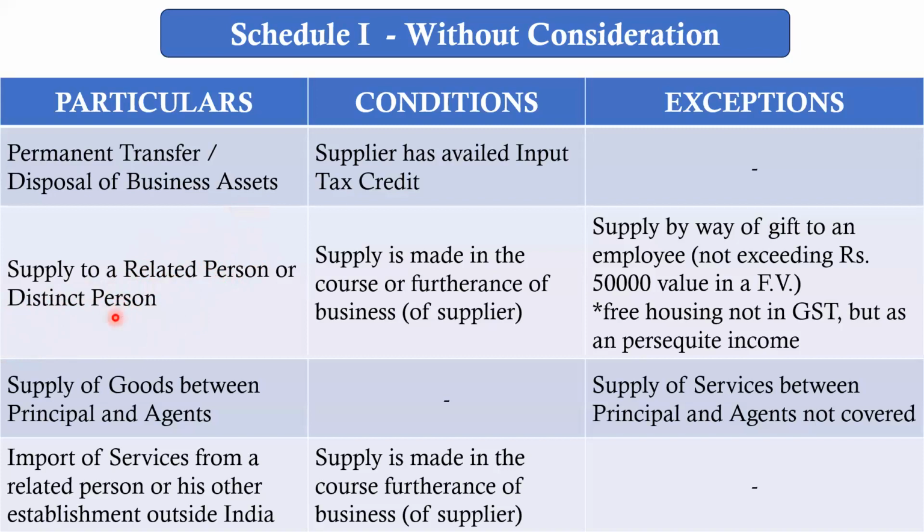The next is the supply of goods between the principal and the agents. There is no condition as such, but one has to say that all the supplies done by them are to be taxed. But between them, the supply of services is not considered. That is not covered, and hence it is called the exceptional part.